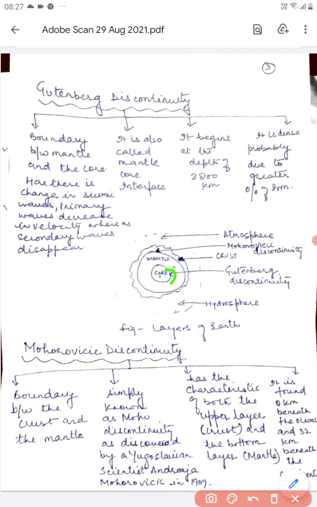So seismic waves जो आते हैं यहाँ पे primary waves तो they decrease in velocity and the secondary waves they totally disappear. This Gutenberg discontinuity is also called mantle core interface because it is present at the boundary between the core and the mantle. It begins at a depth of 2800 km and it is dense, probably due to greater percentage of iron. So here the percentage of iron is very much, that is why it is dense.